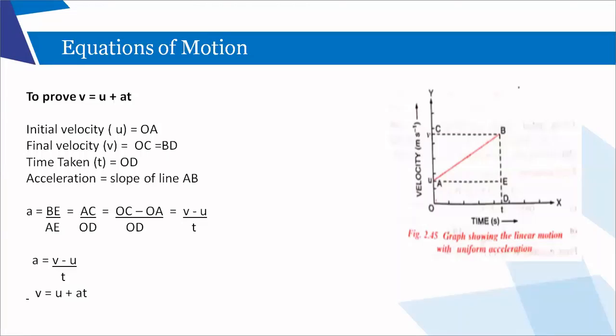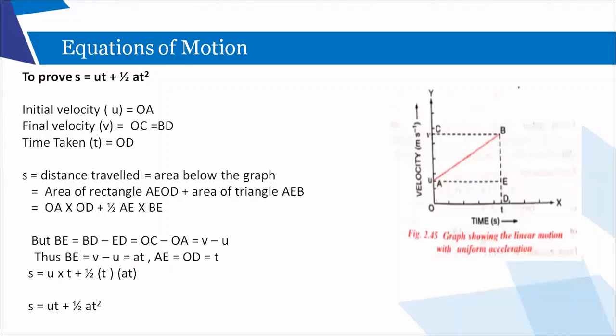Now, after this, we have the second equation of motion, which we have to derive. So let's go to the second equation of motion, S equal to ut plus half AT square. Now, how do I derive this equation? Again, the graph remains the same, children. You have initial velocity OA, final velocity OC, and time taken is OD.